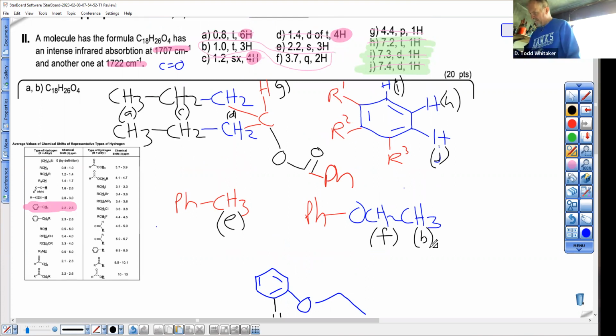Guys, I'm going to give you credit no matter what order you put these in. I'm just trying to be as detailed as I can here for you, to show you just how much information is really here. And I'm going to put the third group, which is just the methyl, and the one that's the I.